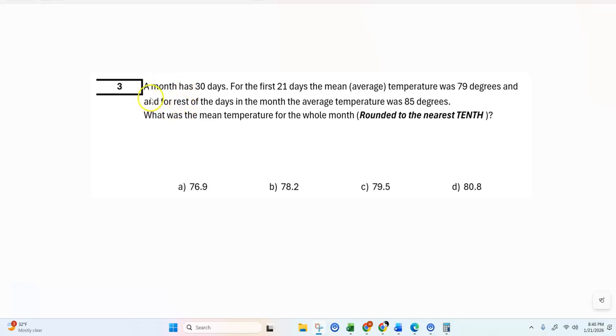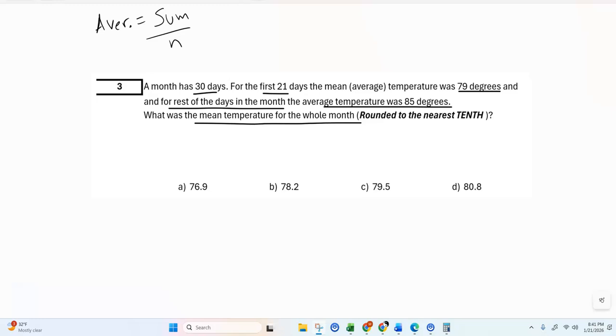Okay, so here we have a month has 30 days, okay, and for the first 21 days, the average temperature was 79, and for the rest of the days in the month, the average was 85 degrees, okay? So what was the mean temperature for the whole month, rounded to the nearest tenth? Well, again, we know that the average, or the mean, I'm going to use the average here, is equal to the sum divided by the number of numbers, right?